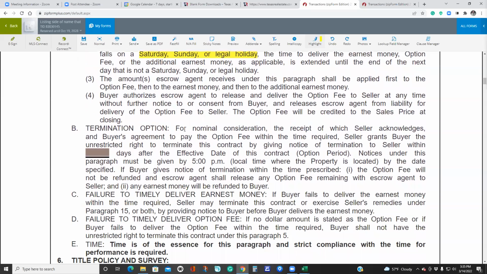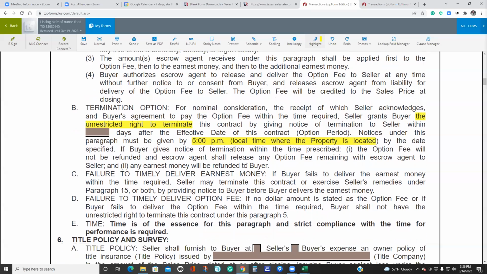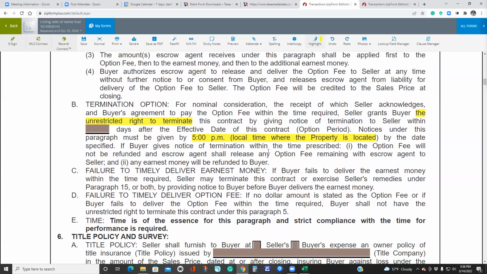All right, termination option for the consideration, right? That goes in there. Seller grants the buyer the unrestricted right. So the buyer can terminate the contract for any reason. It's the unrestricted right to terminate. That's what the option fee gives the buyer, but it has to be done by 5 p.m. local, where the property is located. That part's really important. If the buyer gives the notice, we're going to terminate, right? And we want to make sure that that happens the way it's supposed to be.